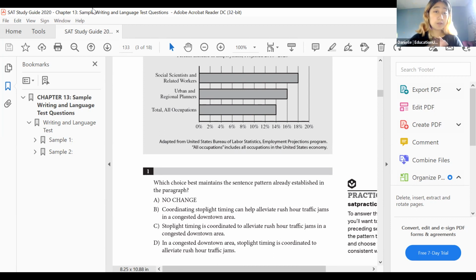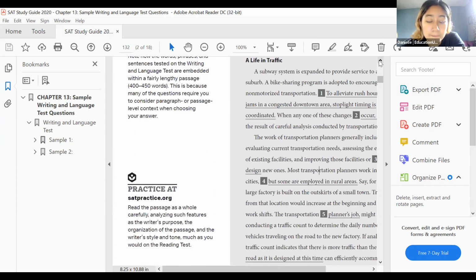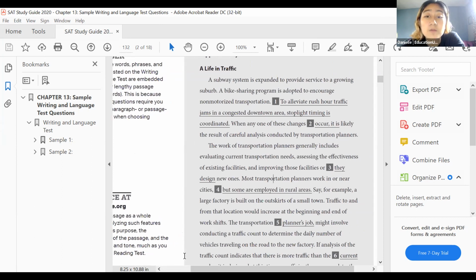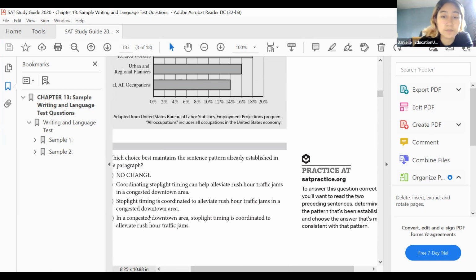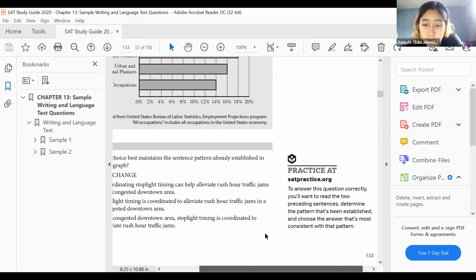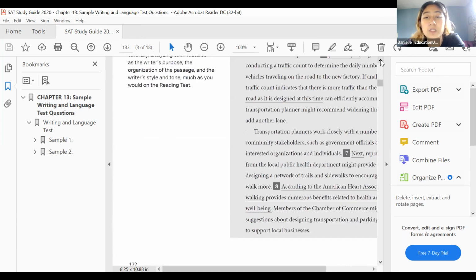Okay, guys, this might be a little hard at first, because we just went over punctuation and we don't really remember some of the sentence patterns we were taught. However, we're looking for the choice that maintains the sentence pattern already established in the paragraph. So let's read the paragraph again. The tip says to read the two preceding sentences, so let's see how that helps.